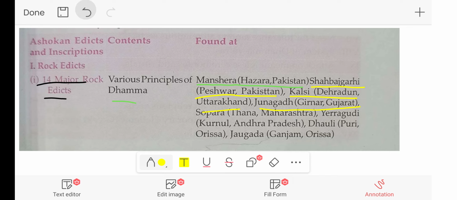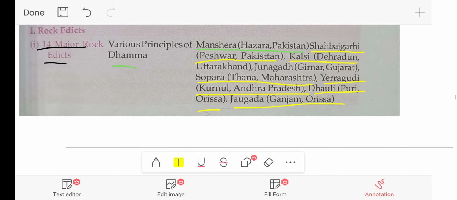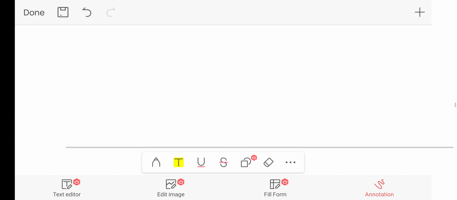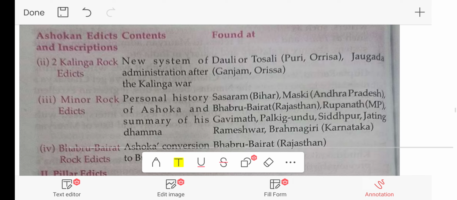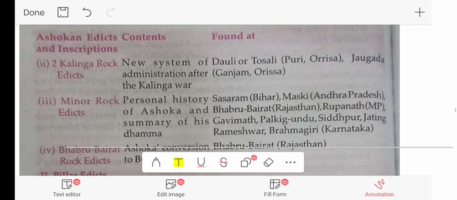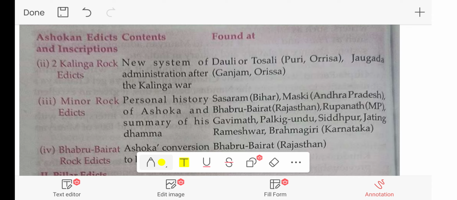Next, Sopra, which is in Thane, Maharashtra. Yeragudi, which is in Kurnool, Andhra Pradesh. Dhauli, which is in Puri, Orissa. Next is Jogada, which is in Ganjam, Orissa. Second, 2 Kalinga rock edicts. It contains new system of administration after the Kalinga War. So they are found at Dhauli or Tosli, which is in Puri, Orissa, and Jogada, which is in Ganjam, Orissa.